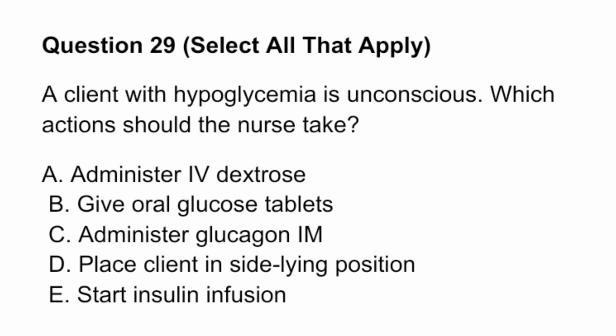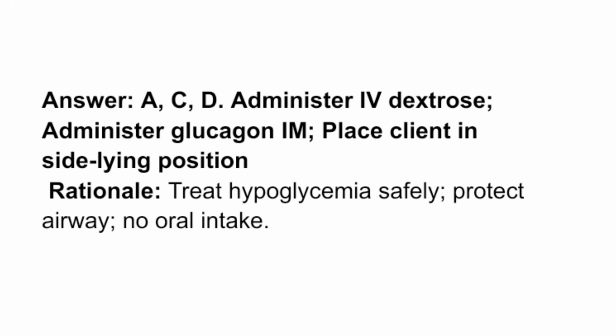Question 29. Select all that apply. A client with hypoglycemia is unconscious. Which actions should the nurse take? A. Administer IV glucose. B. Give oral glucose tablets. C. Administer glucagon IM. D. Place client in side-lying position. E. Start insulin infusion. Answer: A, C, D. Administer IV glucose. Administer glucagon IM. Place client in side-lying position. Rationale: treat hypoglycemia safely, protect airway, no oral intake.